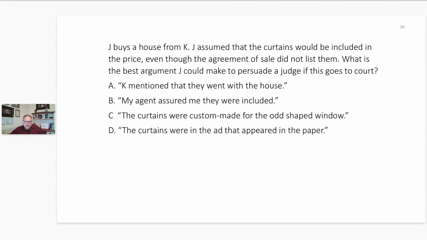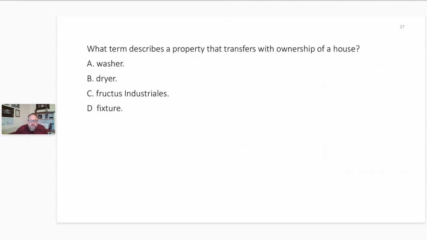All right. Next question: what term describes a property that transfers with ownership of a house? What do you think? Perfect, there you go. We're talking about property. Could it be personal or is it real property? The property that goes with the ownership of the house is going to be fixtures. So we're talking about answer D.